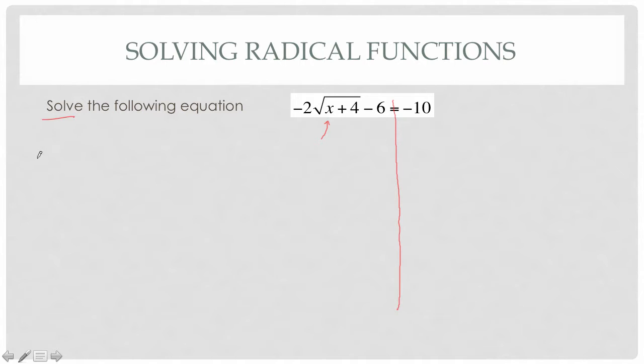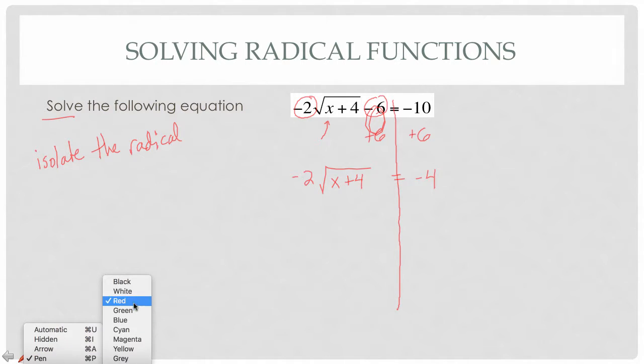So the big thing is we need to isolate the radical. I'm going to write that out here. I'm going to get rid of that negative 2 multiplying it. I need to get rid of this minus 6 outside. Everything outside of the radical being done to it, I need to get rid of first. So we work our way backwards. I'm going to add 6 to both sides first. Minus 6 plus 6 goes to 0. So now we've got negative 2 times the square root of x plus 4 is equal to negative 4.